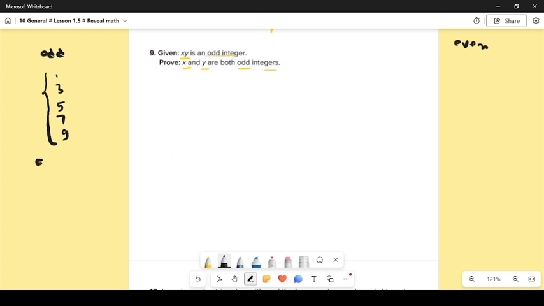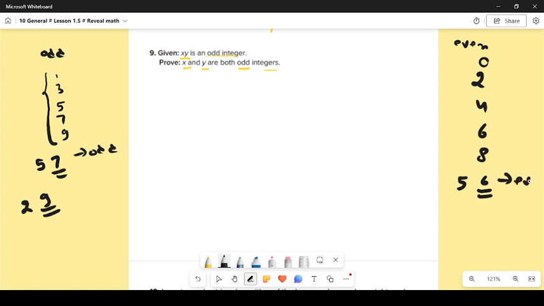For example, 57: 7 is odd, you can see from here, so it is an odd integer. One more example I will take. Let us suppose I am taking 29. You can see 9 is coming from here, so it is an odd integer. What is an even integer? If the last digit is 2, 0, 4, 6, 8, then it is an even integer. For example, 56: 6 is even, so this one will be even.